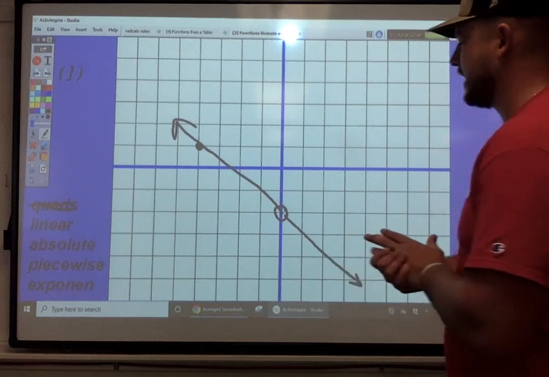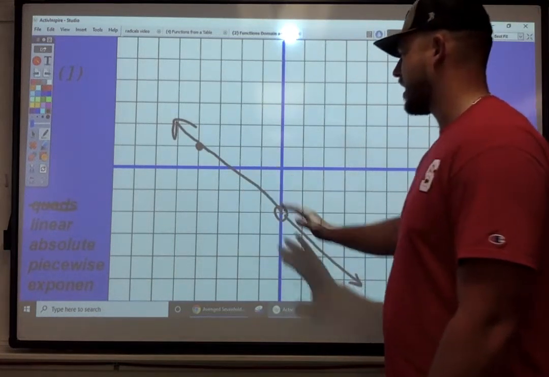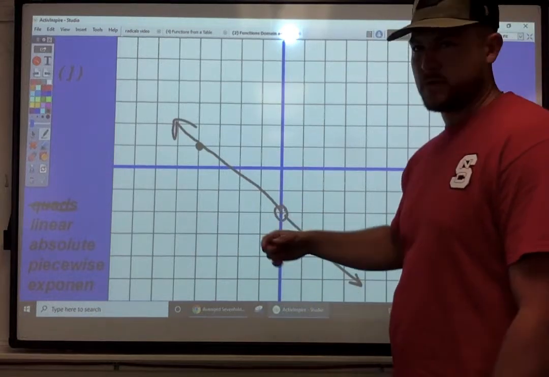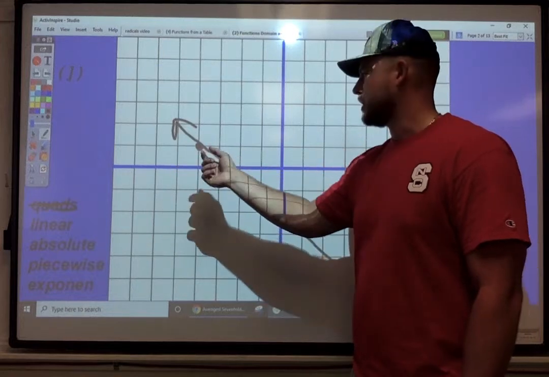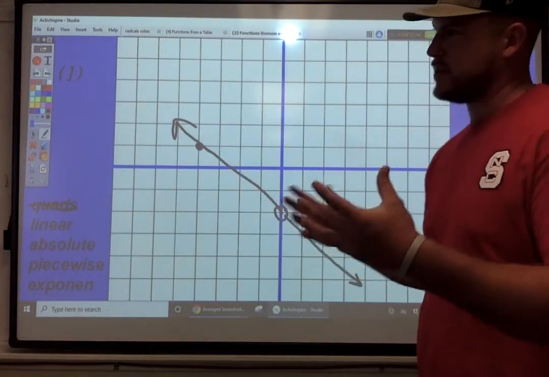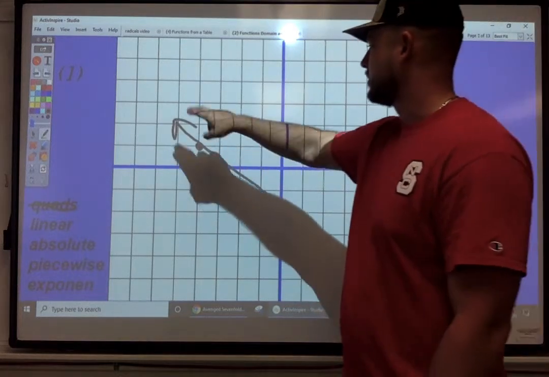Okay, so again, we have another linear function, right? Just by looking at this graph, we see an open circle here, so that's a gap. We see a solid circle here, a solid dot, solid point. So maybe we're like, oh, okay, so what does that mean? But I also see two arrows, right?